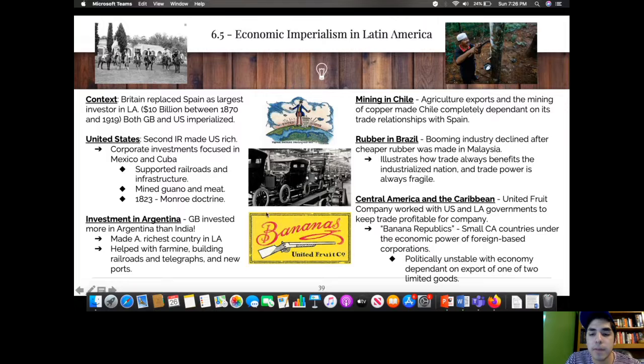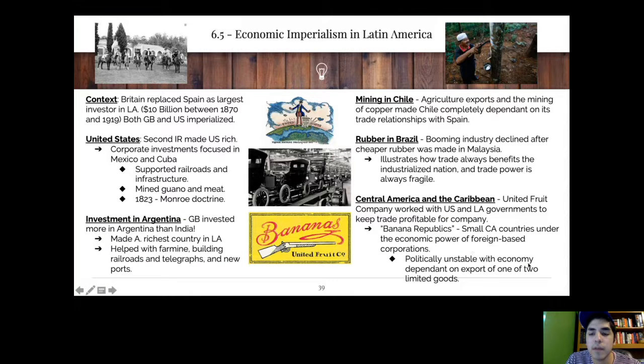United Fruit Company would be the most famous case. There's this cool book that I was going to have you read. The United Fruit Company worked with the U.S. and Latin American governments to keep trade profitable for the company. Banana republics: small Central American countries under the economic power of foreign-based corporations. So basically, the corporations have all the power. The banana republics really don't have any. Politically unstable, with an economy dependent on the export of one or two limited goods.